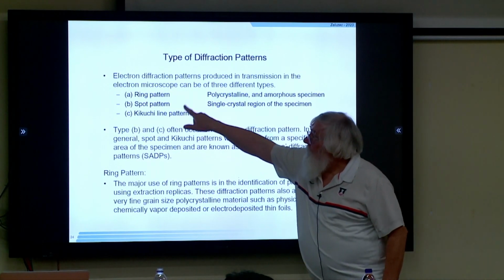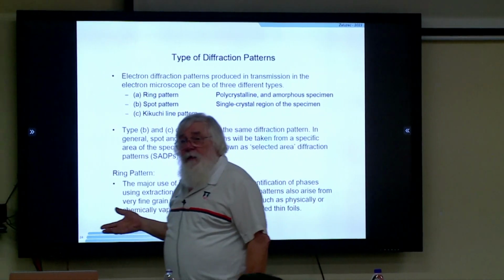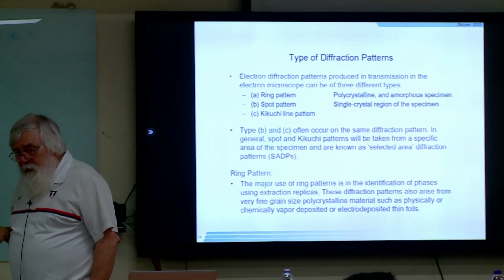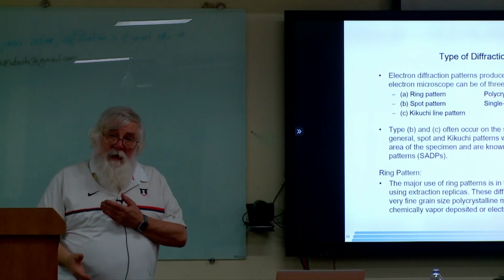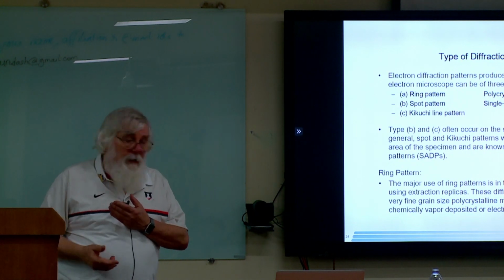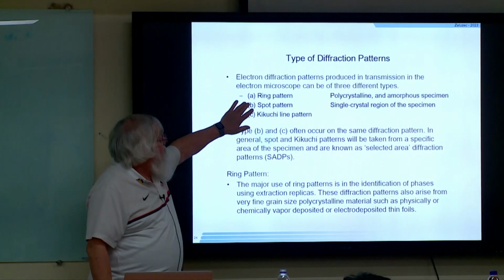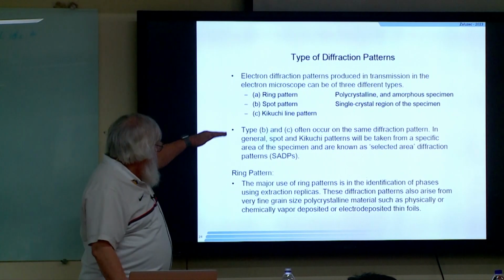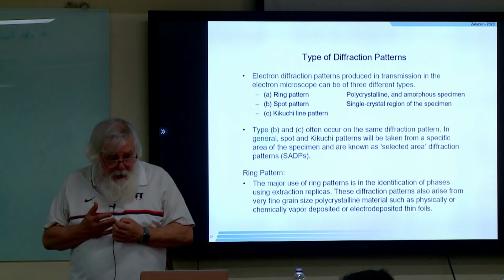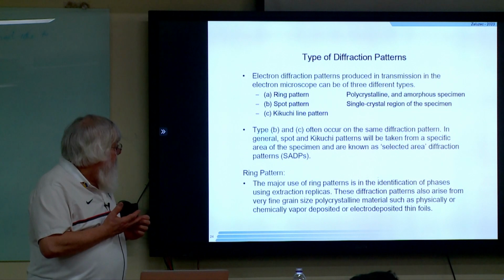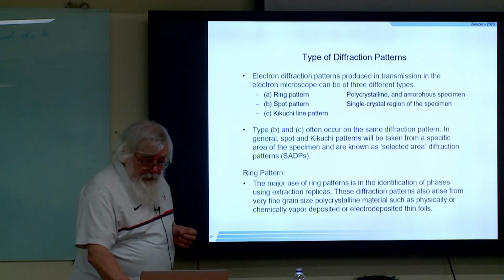B and C, spot patterns and Kikuchi patterns, are often in the same pattern, in the same measurement. And we'll show you in a few minutes that the Kikuchi patterns happen from very thick samples. The spot patterns happen from everything. Kikuchi patterns are due to inelastic scattering of the electrons. Spot patterns are mainly the elastic scattering. Ring patterns, the most useful thing about ring patterns is the identification of phases in polycrystalline materials. So let's look at that first.